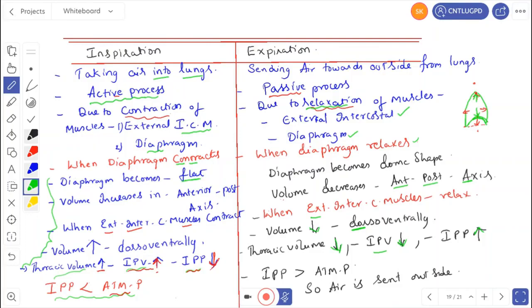Just imagine that you are compressing a balloon. When you are compressing the balloon, what is happening? You are pressing the balloon to reduce its volume, so the pressure inside the balloon increases. In the same way, pressure increases inside the lung. So intrapulmonary pressure is greater than atmospheric pressure, and air is sent outside. So this is called expiration.